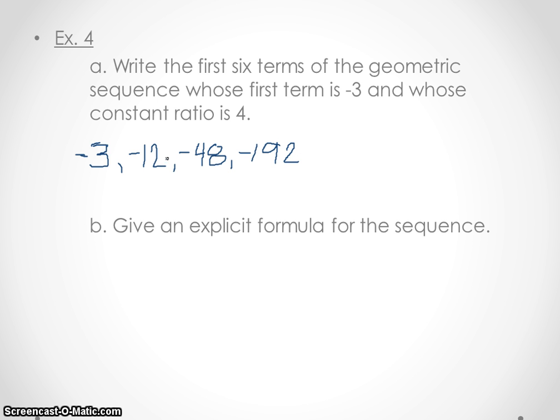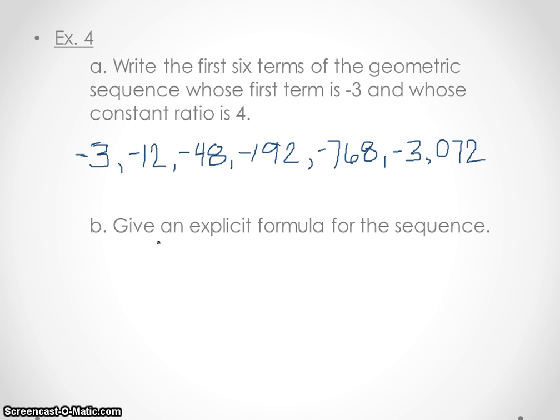So that's 1, 2, 3, 4 terms. So the next term is -192 times 4, which is -768. And we need one more, so we take -768 times 4, and we get -3,072. And those are our first 6 terms.